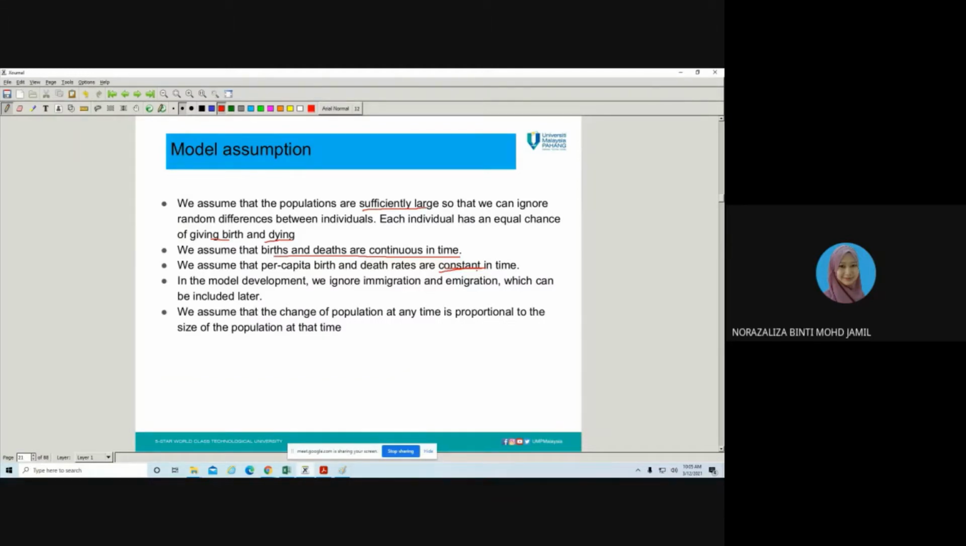In our model, we assume that whether in 1990 or 2020 or in the future, we still assume that the rate is equal. For example, 3. From 1990 to 2020 it is just 3. That is our assumption. And also in the model development, we ignore immigration and emigration, which can be included later. Next, we assume that the rate at any time is proportional to the size of the population at that time.